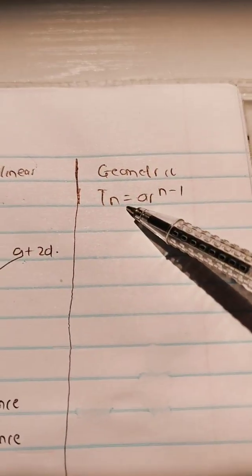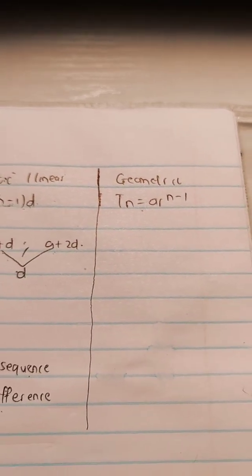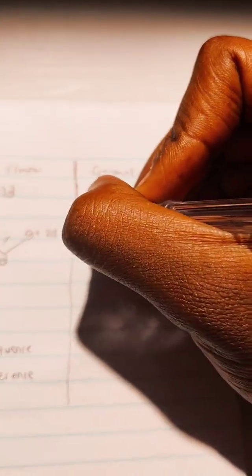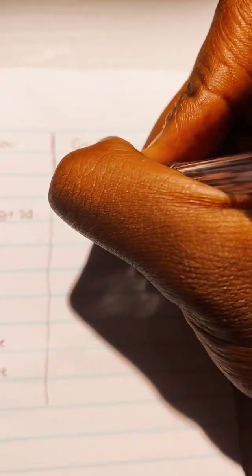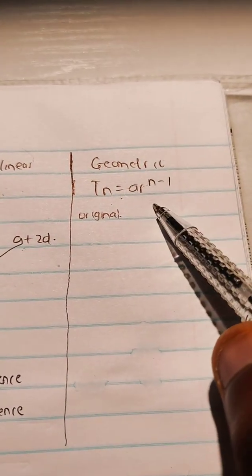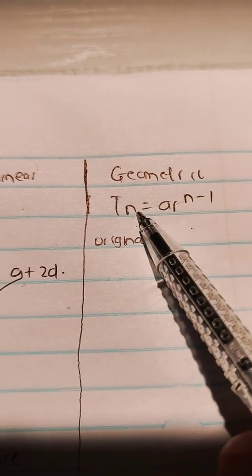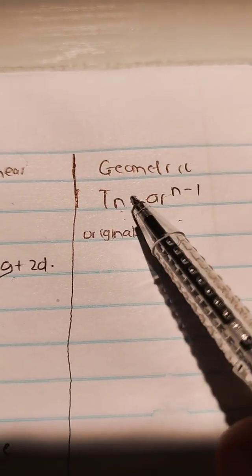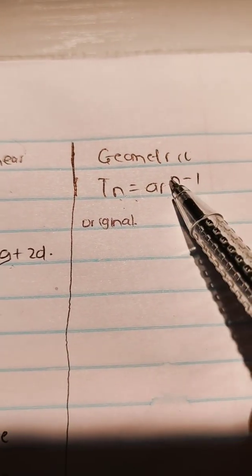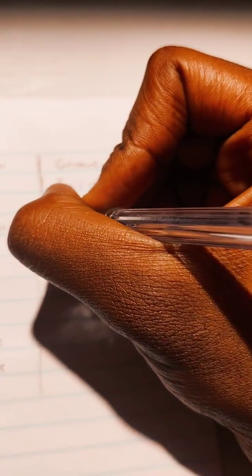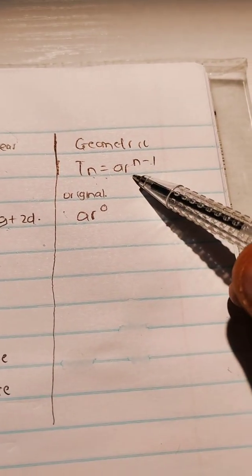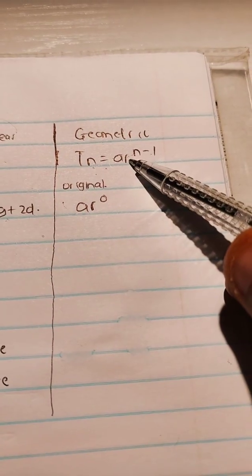Then if we go to geometric sequence, simply put, if we were to write down the original sequence in terms of A and R, we substitute 1 in the place of N to get term 1. That means T1 is equal to A R to the power 1 minus 1, which is A R to the power 0. R here stands for constant ratio.